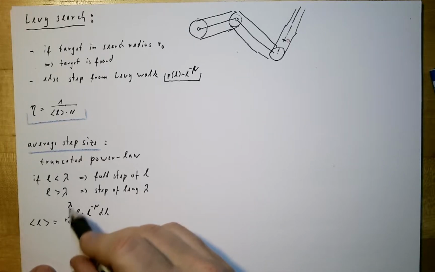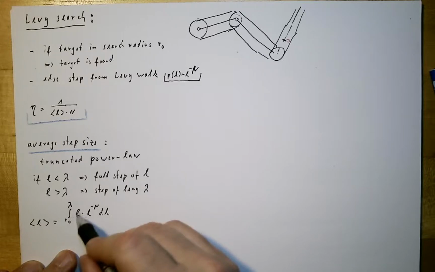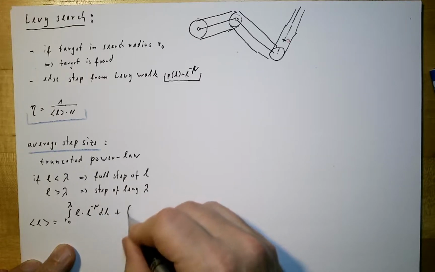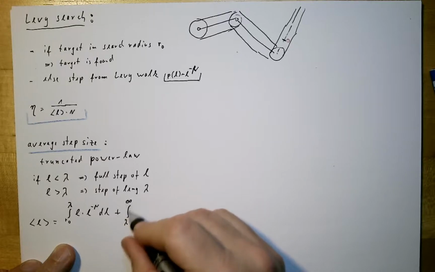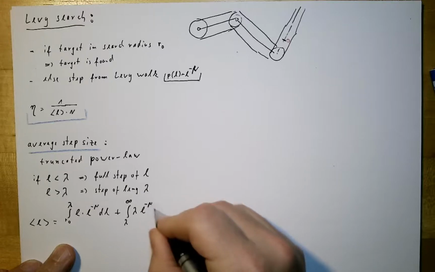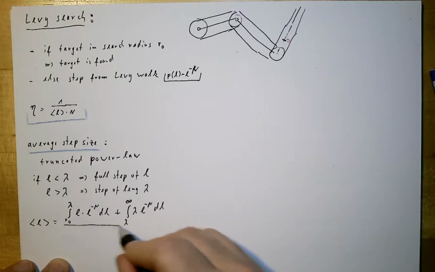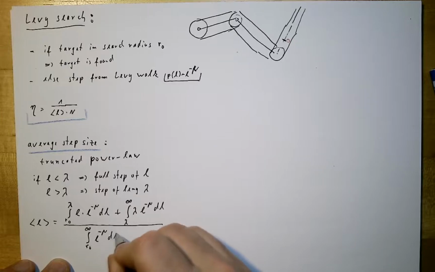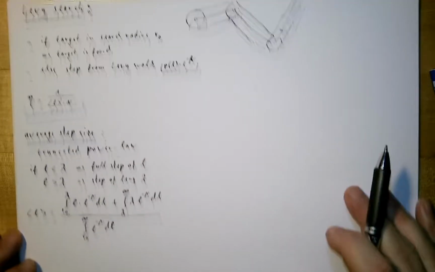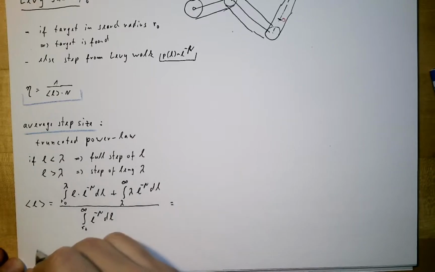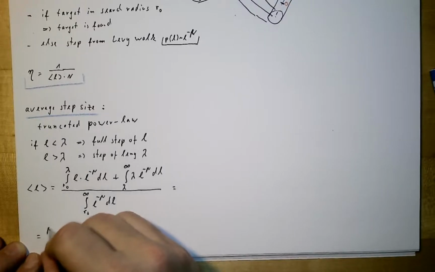Yeah, but we don't integrate until infinity, because as soon as our step length from the power law distribution gets very large, and we know they get very large in the power law distribution, then from lambda to infinity the step length is not L, but it's only lambda, and then we have the constant lambda times L^(-mu) dl, and then we have to normalize everything, and that's just the integral from R0 to infinity of L^(-mu) dl. And now we can plug in here our power law distribution and work out the integrals. If you work this out, it's a nice exercise if you want, then you get this.